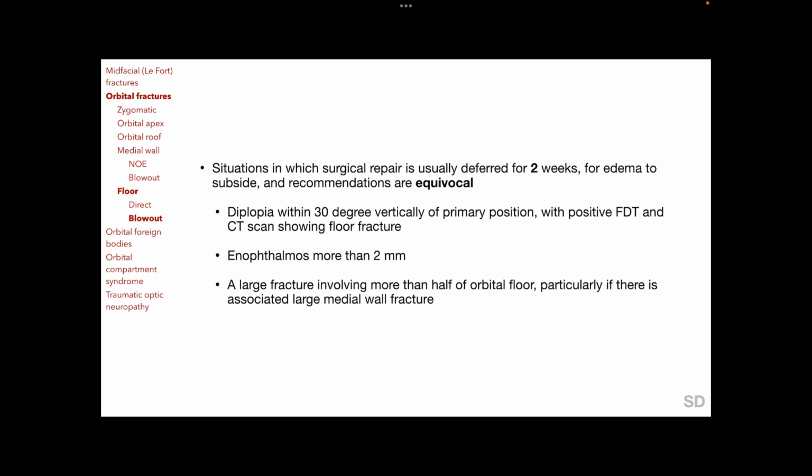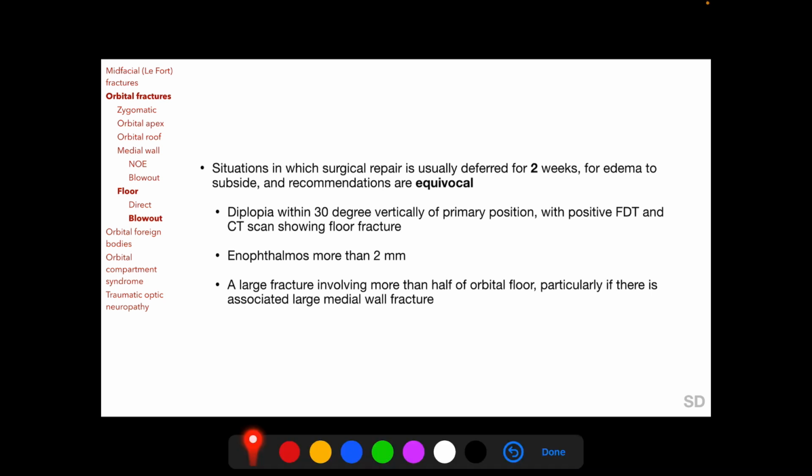And these situations include diplopia occurring within 30 degrees of vertical excursion from the primary position with positive FDT and CT scan showing a floor fracture, enophthalmos of more than 2 mm when compared to the other eye, and a large fracture involving more than half of the orbital floor, particularly if there is an associated large medial wall fracture.